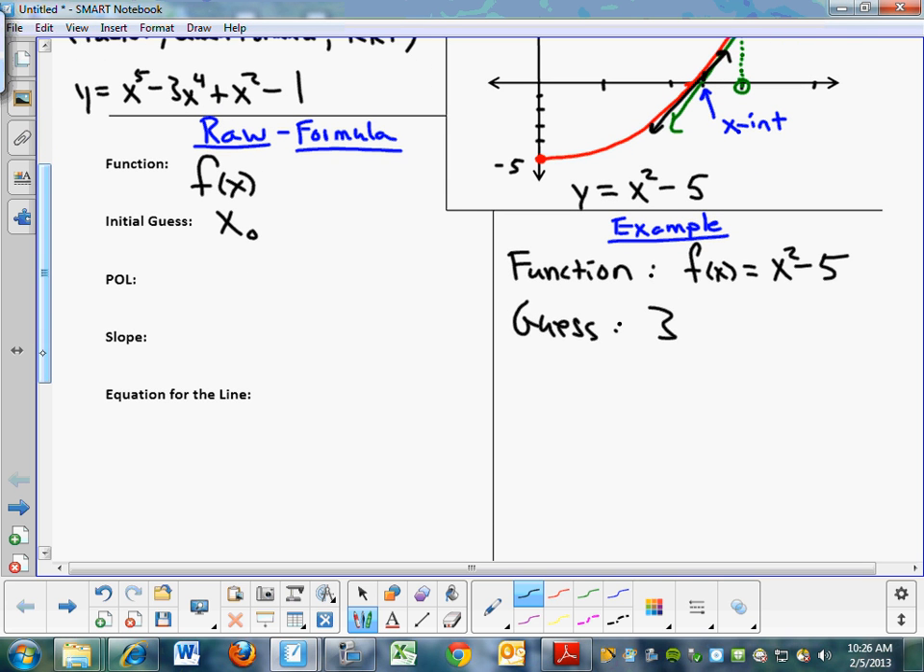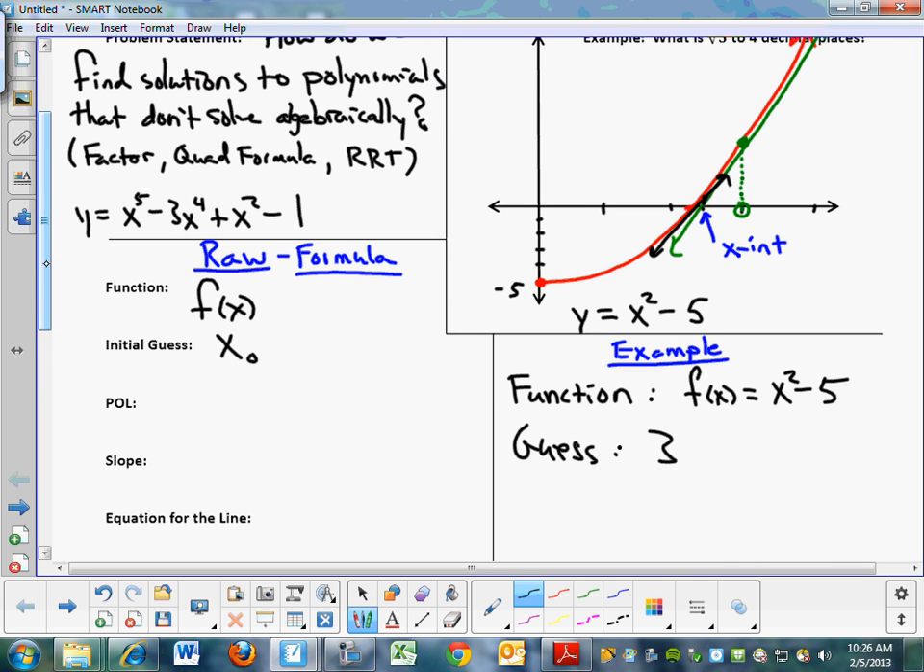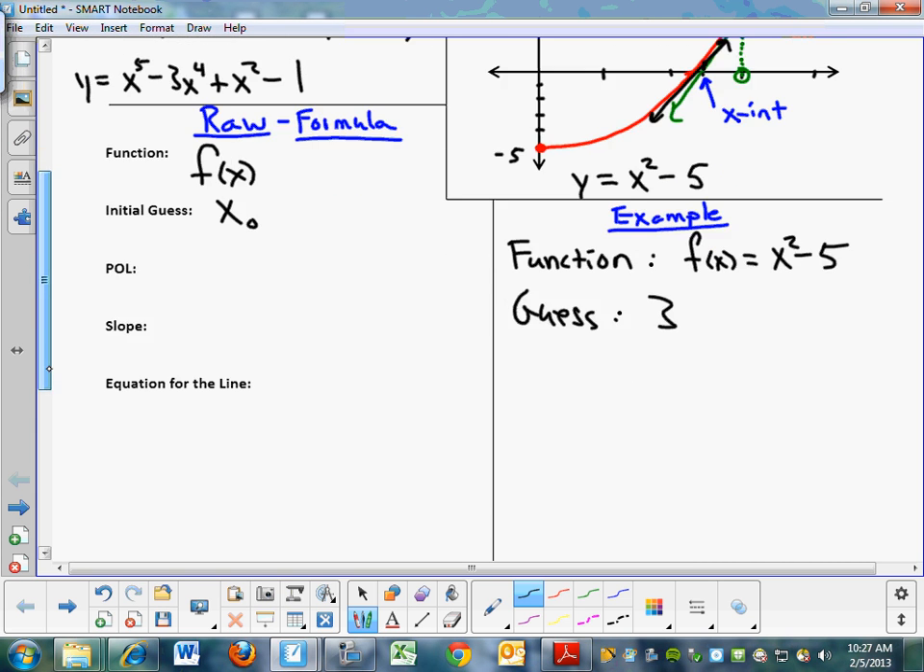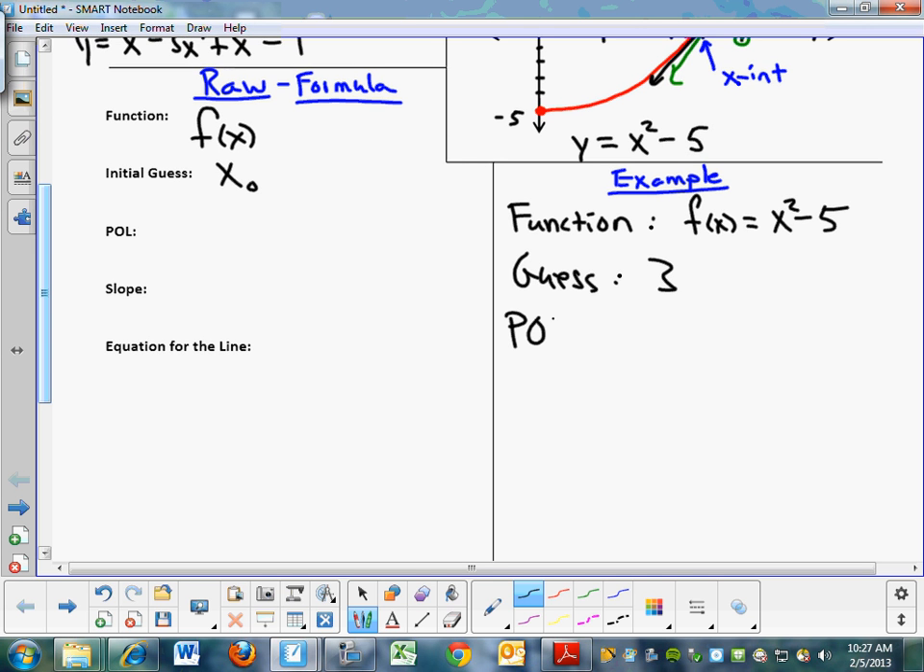So what I just drew up there, we're now going to walk through here. So his initial guess was 3. So after the initial guess, we say, well, let's find a point on the line and a slope and write an equation. So let's look at our example. If 3 was our guess, my point on my line will have an x value and a y value. What's my x value? 3. And how do you get the y value? Plug it in. And in this case, we get 4.